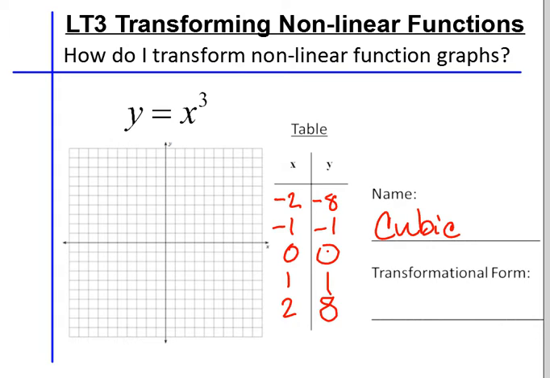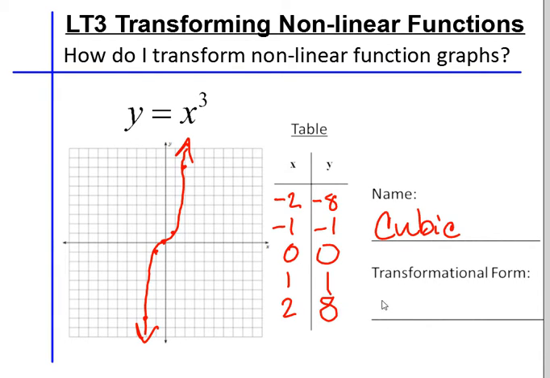Let's plot each of these and see what it looks like. -2, -8, -1, -1, and 0, 0, 1, 1, and then 2, 8. So I end up with a curve that looks something about like this.